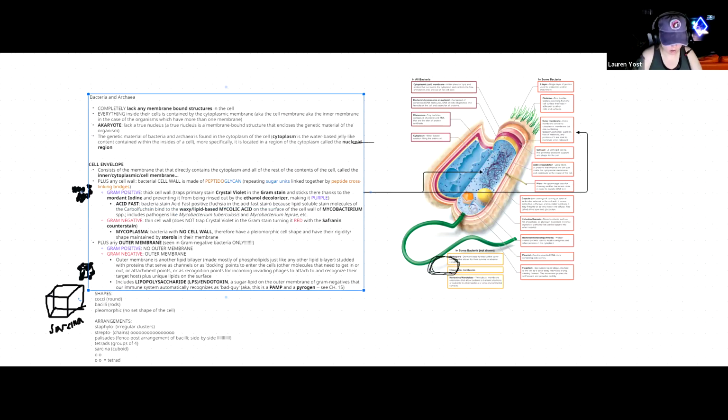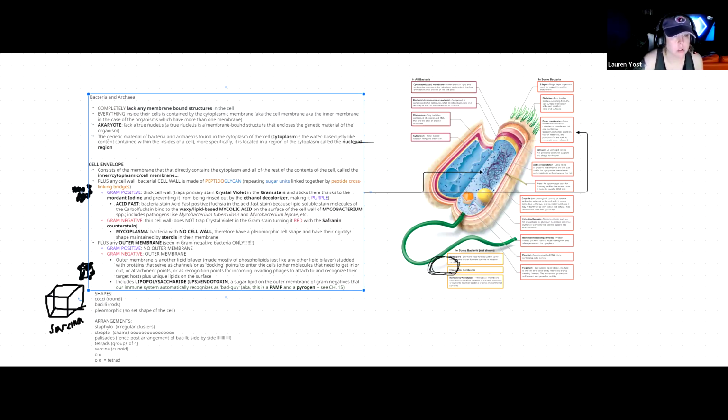And archaea are our extremophiles, who live in extreme environments. Like high salt, high temperature, extremely low temperature. Those very, very extreme niches, that's where the archaea can be found.